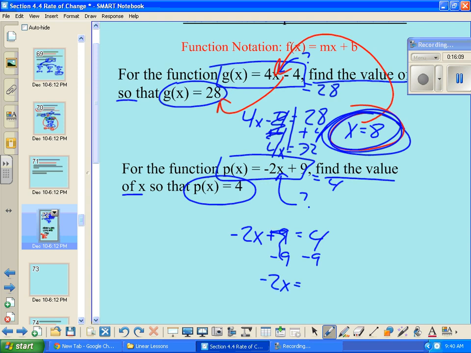If I subtract 9 from both sides, I get negative 2x equals negative 5. Divide both sides by negative 2, and I get 5 over 2. Or, in this case, because it's not like a slope, you could just write 2.5 is what that ends up equaling. So good.